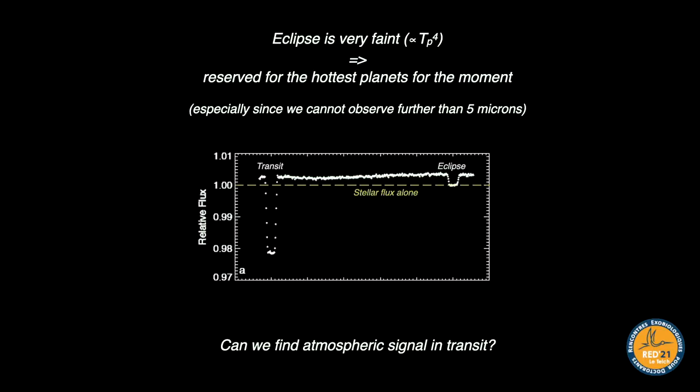But as we see here, there is a small dip from the eclipse on the right, but the dip of the transit is much bigger. And it's normal that it's bigger because basically now we're not looking at the emission of the planet, we're looking at the emission from the star, which is much brighter, that is blocked by the planet. So the question is, could we use this transit to actually infer something about the atmosphere?